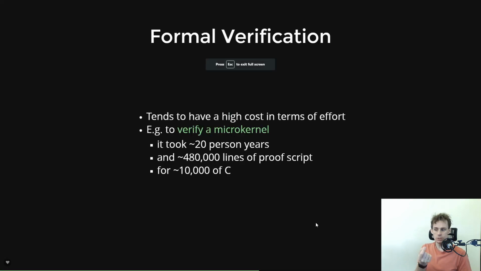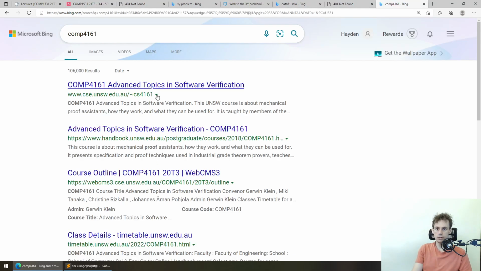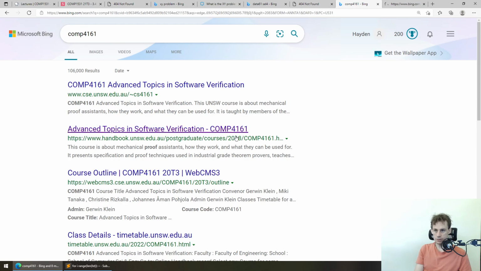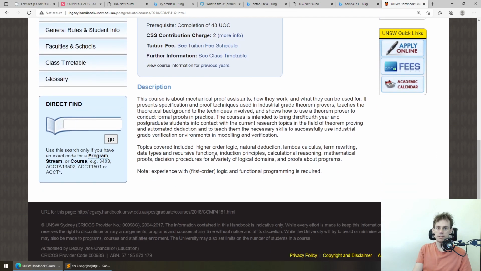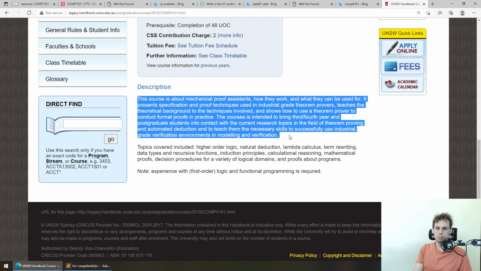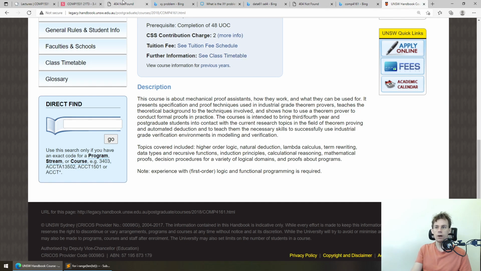But what they did was so profound. There's actually a whole course on this, COMP4161, Advanced Topics in Software Verification. I haven't done this course, and I don't know many people that have. This course is about mechanical proof assistants, how they work, higher order logic, natural deduction, lambda calculus. It's a computing course about math, and it's about reasoning about programs with math.